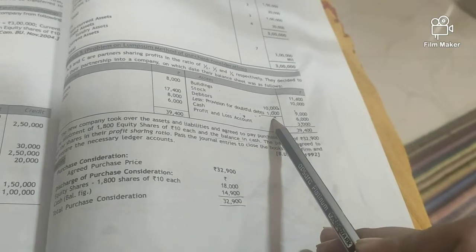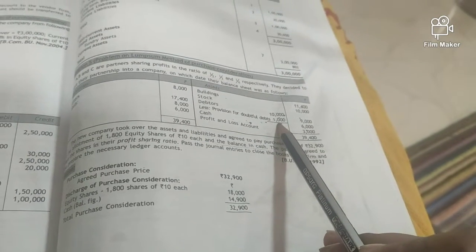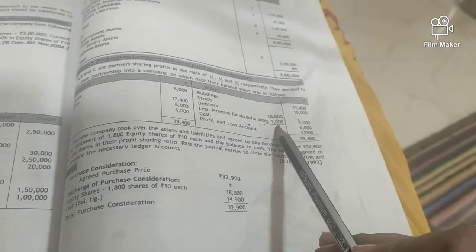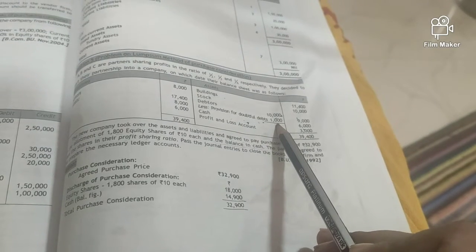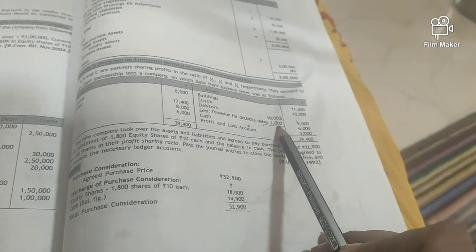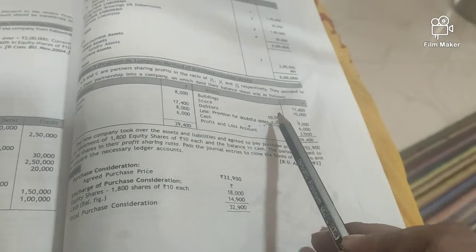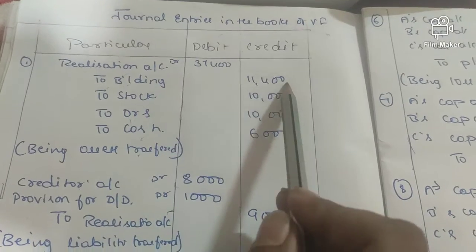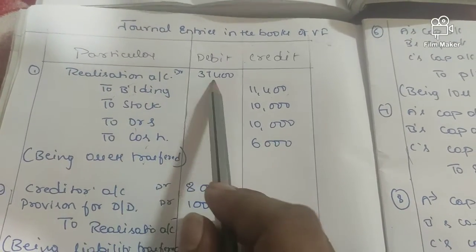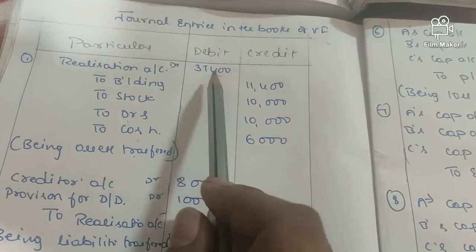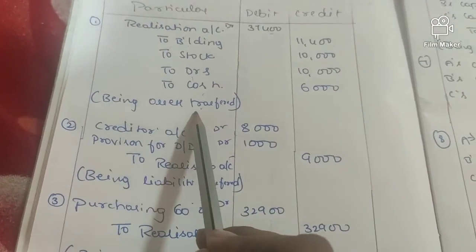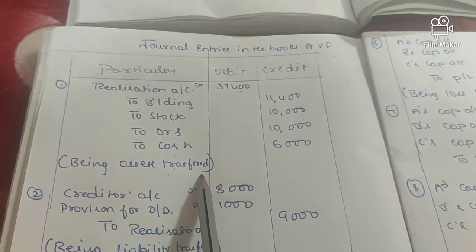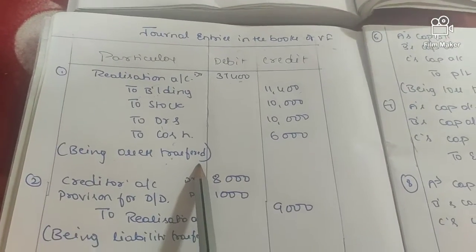So provision for doubtful debts is nothing but a bad debt that is not yet collected. We will treat it as a liability here. Then the debtors will be 10,000 and the cash will be 6,000. So we have mentioned all these items and the realization account total will be 37,400, and the narration will be "being assets transferred."